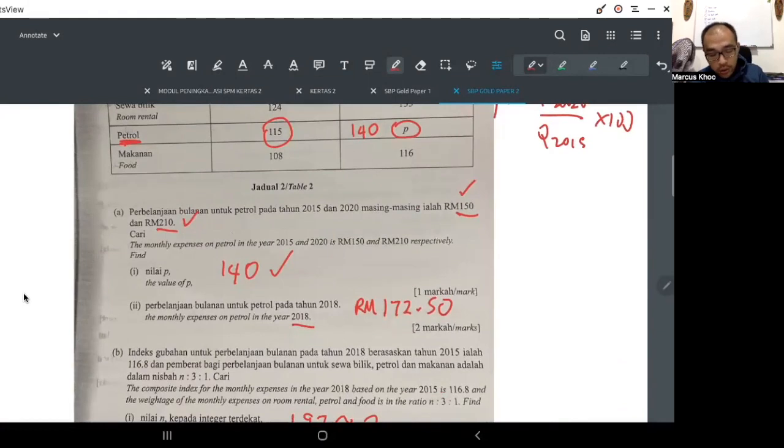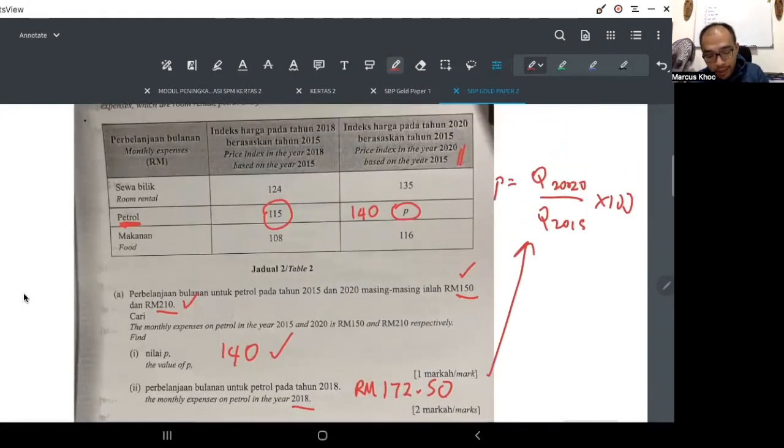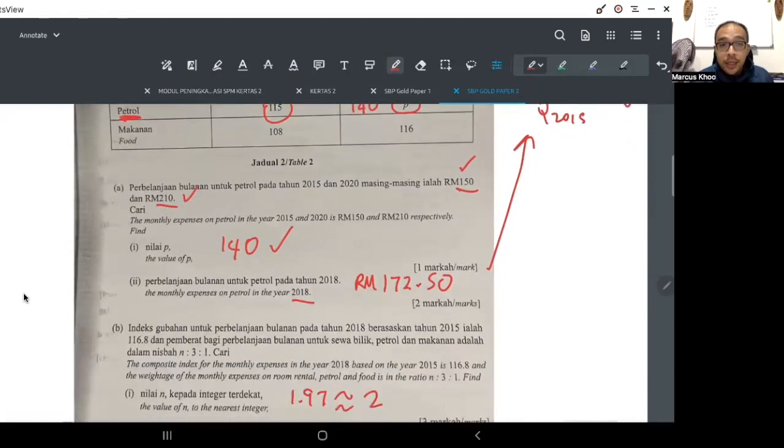So you use the same formula again, except that now you want the 2018 price, and you have the value of 115 over here. Then you should be able to get 172 ringgit and 50 cents. Okay, that's pretty expensive though for one month. One month 210 ringgit. Not sure whether that's expensive. I think it's expensive, but oh well.